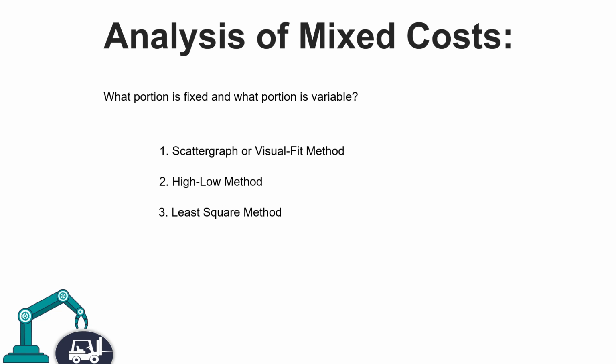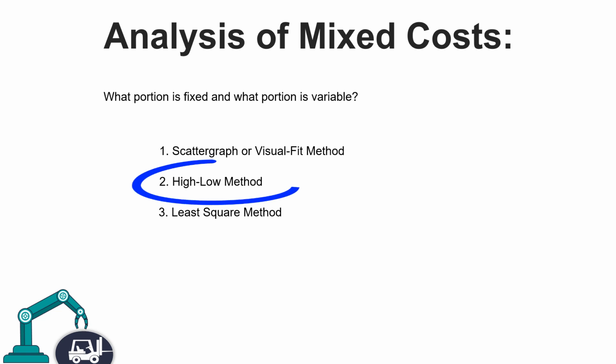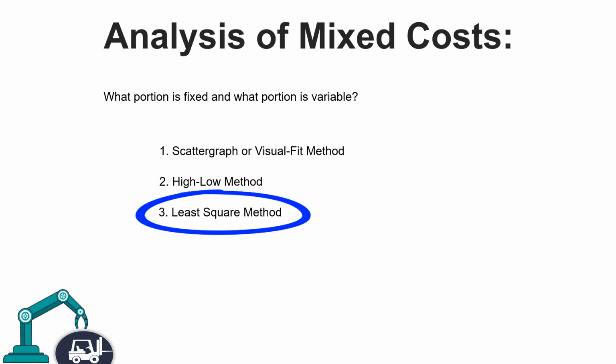What we can do is use a couple of methods here. One method is called the scatter graph or visual fit method. Another method is referred to as the high-low method. And in fact, there's a third method called the least squares method. We're going to just focus on some very fundamental and easily implemented methods, the scatter graph visual fit method or the high-low method.